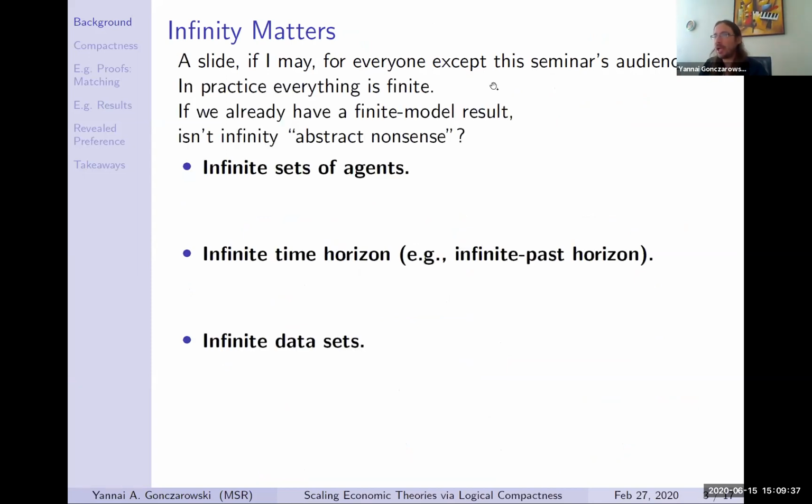So here's a question. In practice, everything is finite. If we already have a finite model result, isn't infinity abstract nonsense? That's a question I usually get from computer scientists, but it's a fair question. Why would you want infinite sets of agents? Why would you want infinite time horizons? When does time really start at minus infinity or end at plus infinity? I mean, even forget the end at plus infinity. When does it start at minus infinity? When would you ever be given infinite data sets as input?